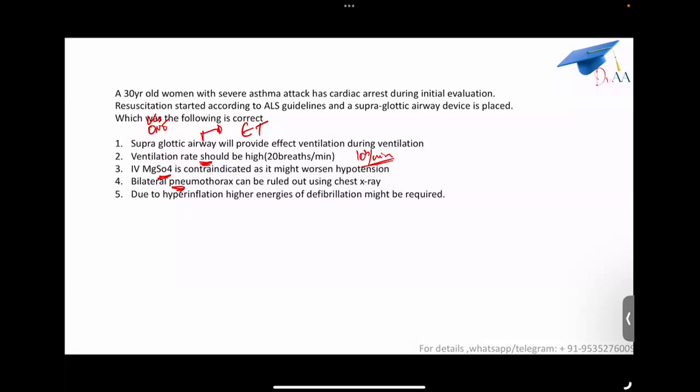Due to hyperinflation, higher energy of defibrillation might be required. Yes, this is the right answer because of hyperinflation. Air is a poor conductor of the current, so you might require higher energies.